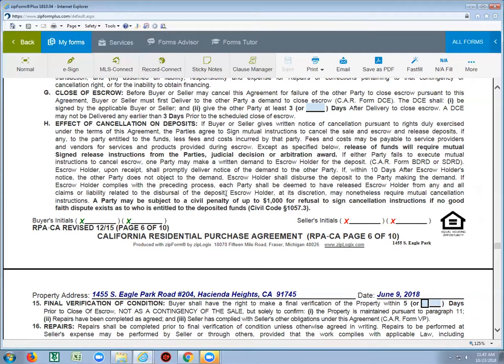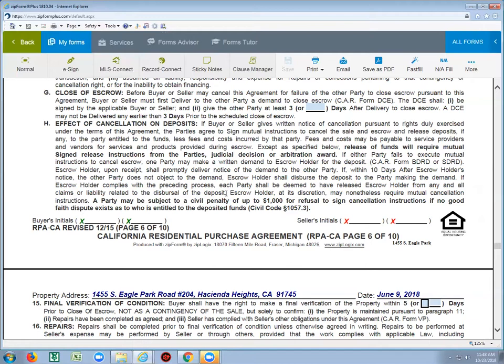Just like the notice to perform, on all different conditions, this one is the same thing. Then when do they serve that? Here's a little bit different. The DCE shall be signed by the applicable buyer and seller and give the other party at least 3 days after delivery to close escrow. And a DCE may not be delivered any earlier than 3 days prior to the scheduled close of escrow. That means 3 business days before close of escrow. Here it doesn't really say business days, but obviously we cannot record close of escrow on the weekend anyway, so you have to figure it's 3 business days, excluding holidays. Then you can serve them a demand to close.